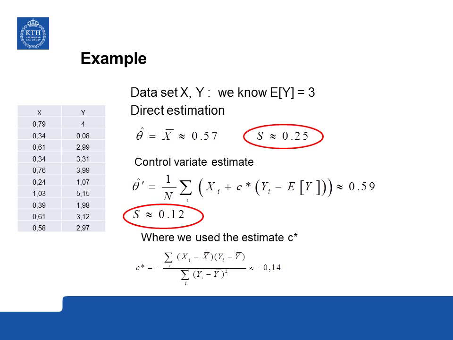And clearly we can see that the standard deviation has been halved by this operation. So halving the standard deviation means that we need 4 times fewer samples in the control variate technique. You can see here that in this particular example, the covariance between x and y is positive, so x and y are positively correlated, which means that c star will be a negative number, so that we subtract the part of y that can be used to estimate x from the estimator.